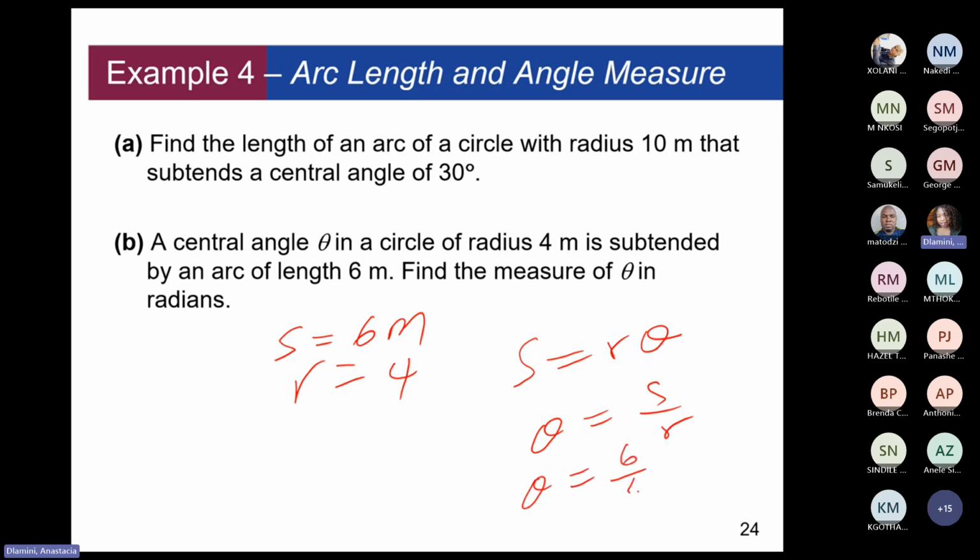S is 6 over 4, which is equal to 3 over 2 radians. Remember, theta is in radians.